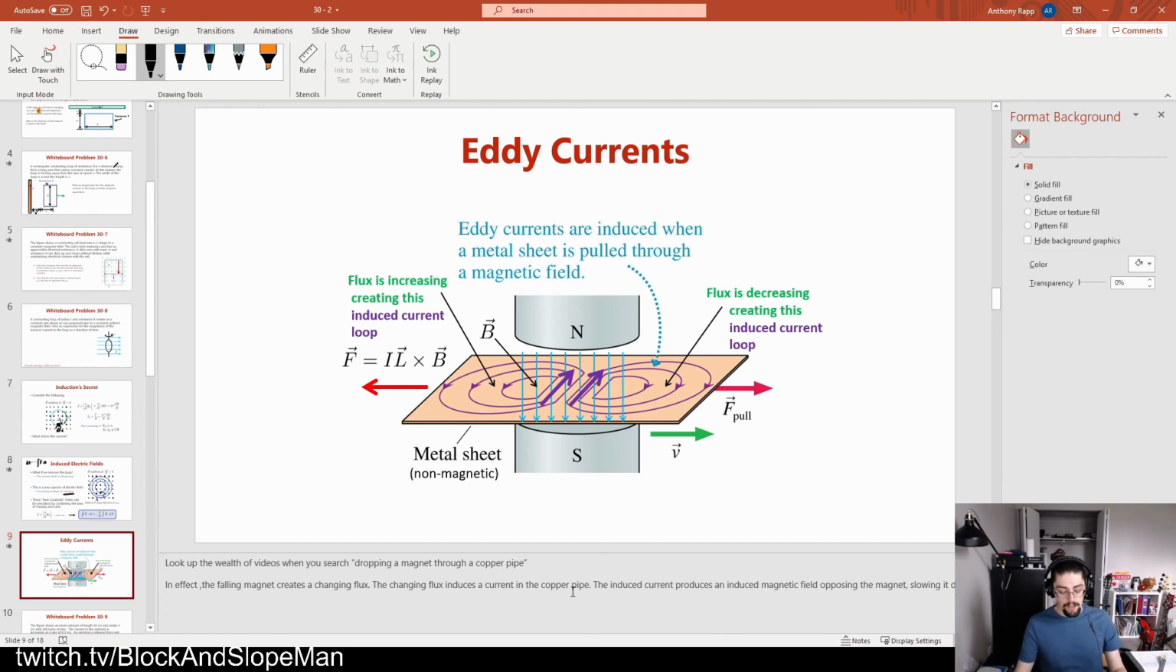So I really can't recommend enough, I've got it up in Dr. Alexander's lecture. There is a demo that we would normally run in person. But you can also look it up online: dropping a magnet through a copper pipe. This demo is fascinating. It is one of my absolute favorites. I love it. You can watch this thing happen in real time, and it is incredible. I know I've talked about it a little bit before, but it's a super cool one.